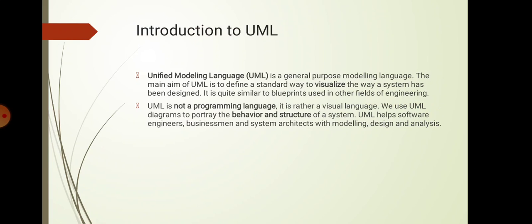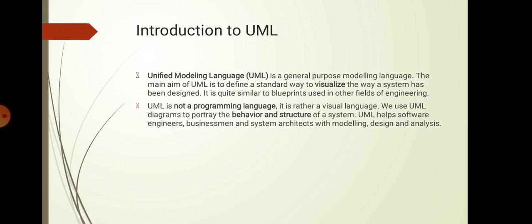Introduction to UML. UML stands for Unified Modeling Language, and UML is a general purpose modeling language designed to provide a standard way to visualize the design of the system. Some history of UML: UML was created and developed by Grady Booch, Ivar Jacobson, and James Rumbaugh, and in 1997 it was adopted as a standard by the Object Management Group (OMG). UML is a language for visualizing, specifying, constructing, and documenting the artifacts of a software intensive system.